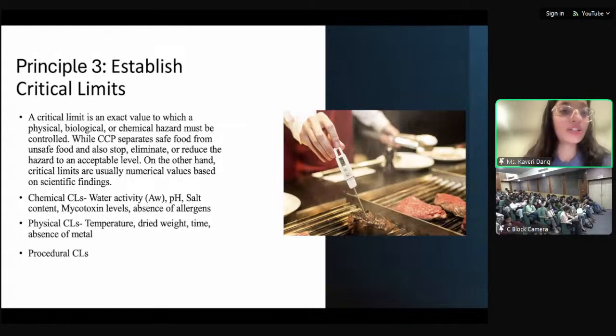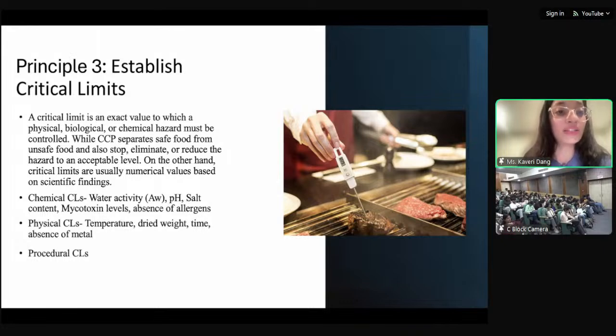Next is establishing critical limits. These limits are quantifiable values to which a physical, biological, or chemical hazard must be controlled. While critical control points separate safe food from unsafe food and also stop, eliminate, or reduce the hazard to an acceptable level, critical limits, on the other hand, are usually numerical values based on scientific findings.